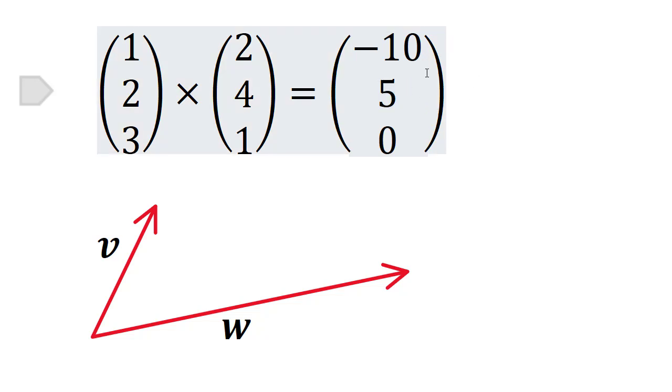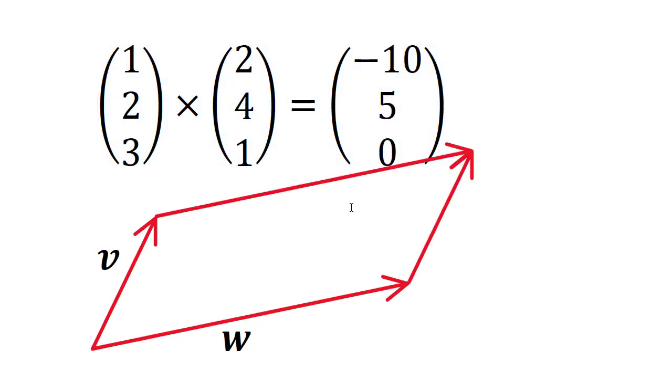Now, I think you all know that the main use of this is it will help us find the area of the triangle that these two make. So this one is V, and this one is W. Then they form a triangle, and actually they form a parallelogram. And the area of this parallelogram is simply the length of this vector.